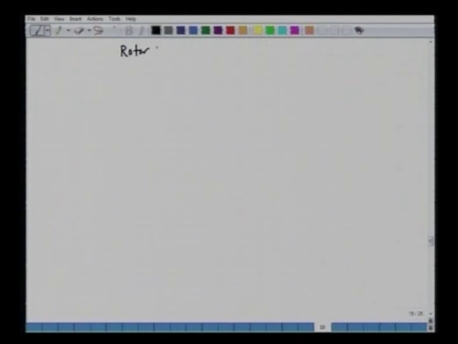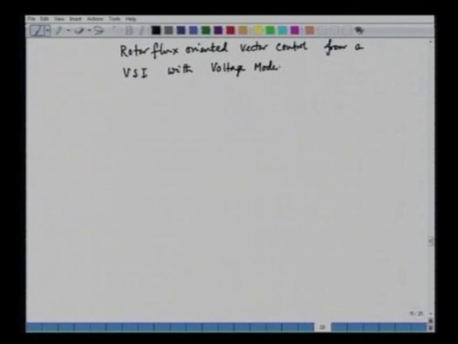So, what we have, we are talking about a rotor flux orientation vector control from a VSI with voltage mode control. So, we are operating this with voltage mode control.